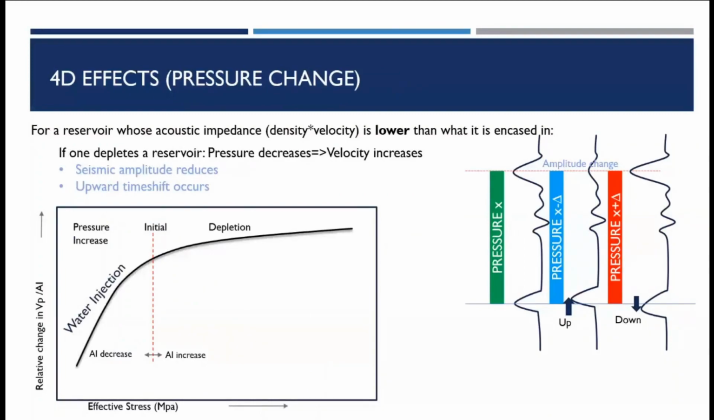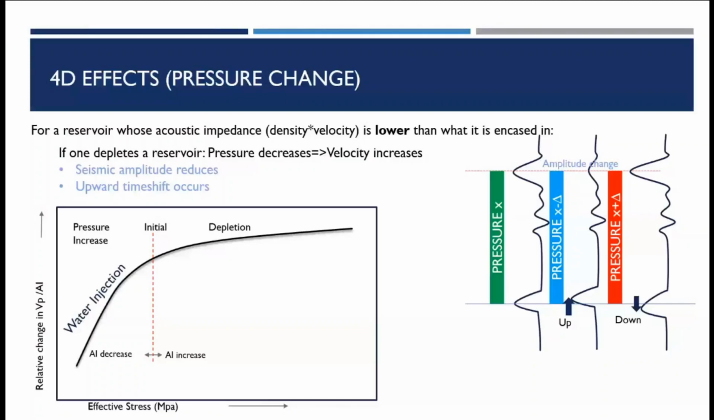Now, what happens with the pressure change? For the same kind of reservoir, we have got a lower acoustic impedance within the reservoir compared to the overburden and the underburden. If you start depleting a reservoir, meaning that you are producing out, what's going to happen? The pressure is going to reduce. And when the pressure is going to reduce, your grains are coming more in contact with each other. And as a result, the velocity is bound to increase.